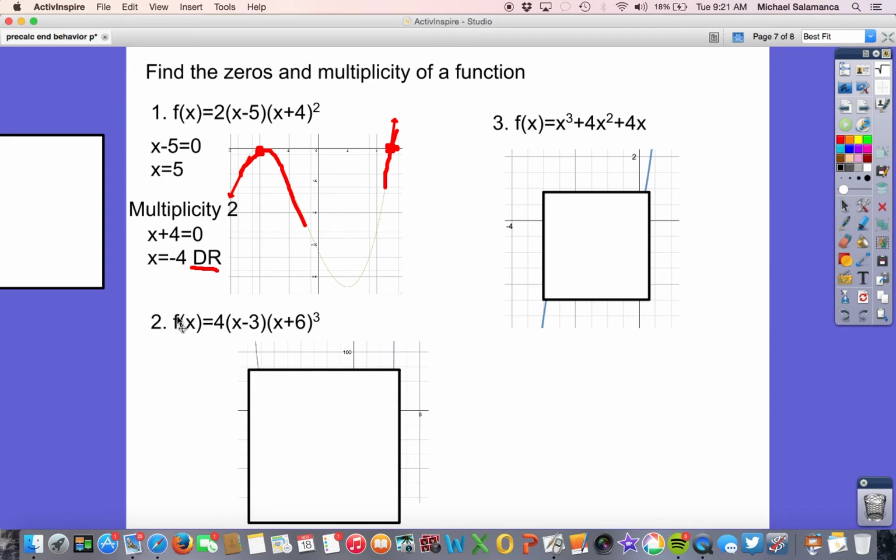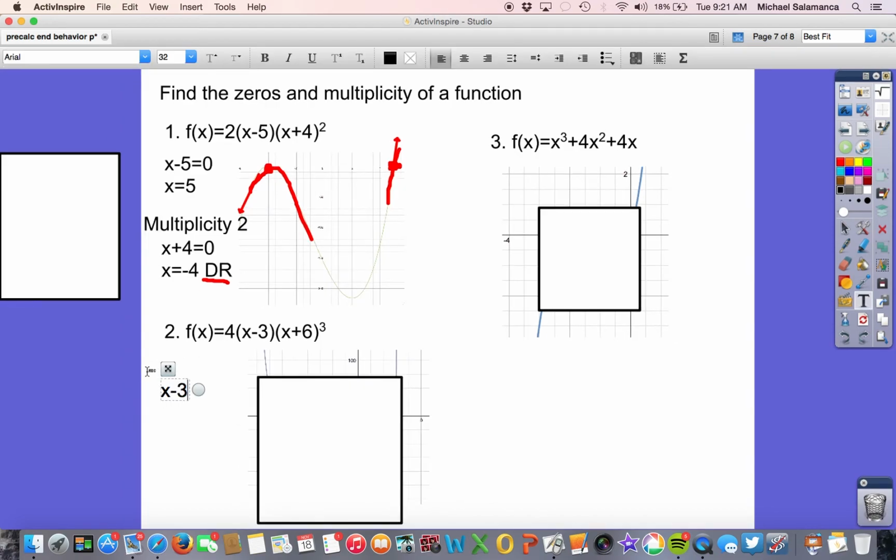Now when we do number 2, well, we're going to find our roots. So x minus 3 equals 0, which is x equals 3. And we do it for the next one, we have x plus 6 equals 0. But this one has multiplicity 3. Now when we have multiplicity 3, we find that this thing is x equals negative 6.